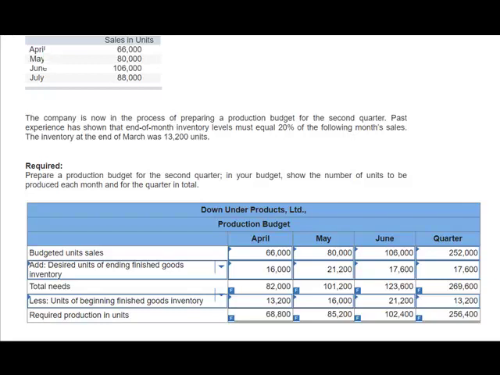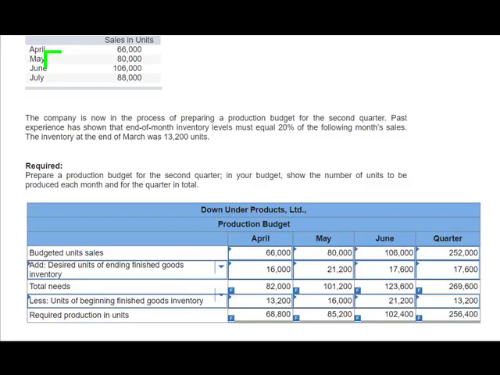Then you add the budgeted unit sales and ending finished goods numbers together in the quarter column to get the total needs for the quarter. And then for the beginning finished goods inventory, you grab the number from the April column. Because beginning finished goods as of the beginning of April, that's the same number as of the beginning of the quarter. And then finally, when you subtract the beginning finished goods from the total needs in the quarter column, you'll get your total required production for the entire quarter.